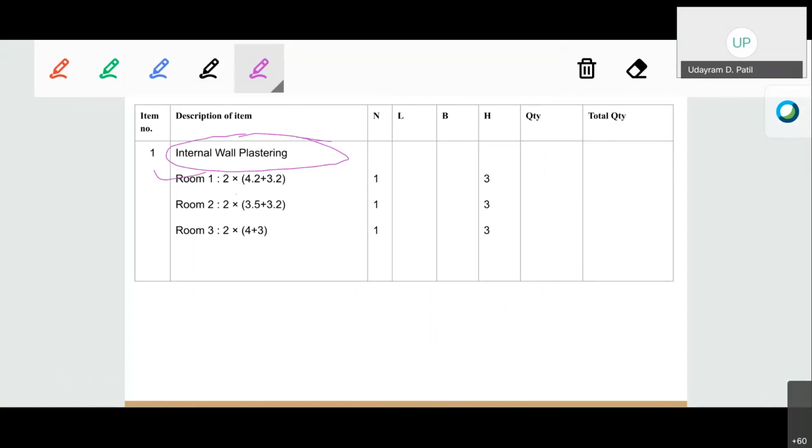Okay, that will give us the perimeter of the particular room 1, room 2, and room 3, multiplying with the height. Height of the wall is 3 meter. Therefore, length multiplied by height will give us the gross quantity of the internal wall plastering. So calculate the total length for each room and multiply it with the height. Breadth will be 0, or there will be no breadth.